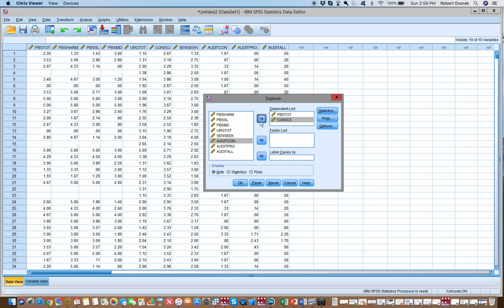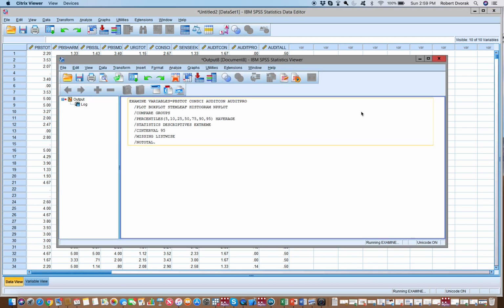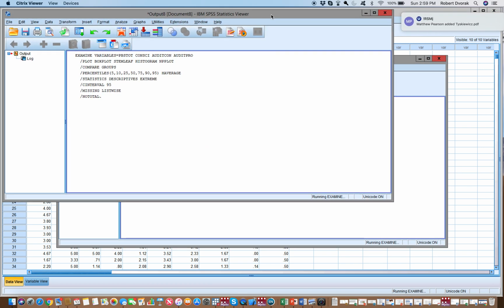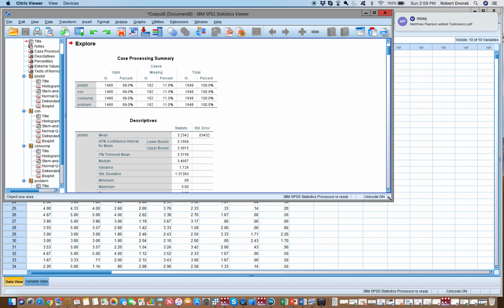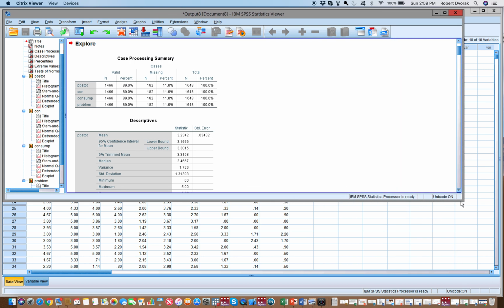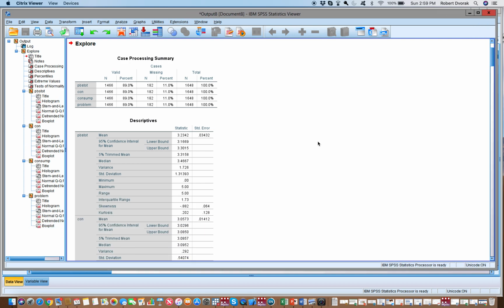Let's look at consumption, and then let's look at problems, because I want us to have a couple of good variables to look at and a couple of really bad variables to look at. Consumption and problems often wind up being very bad variables for us. All right, so we have PBS total, conscientiousness, consumption, and problems.